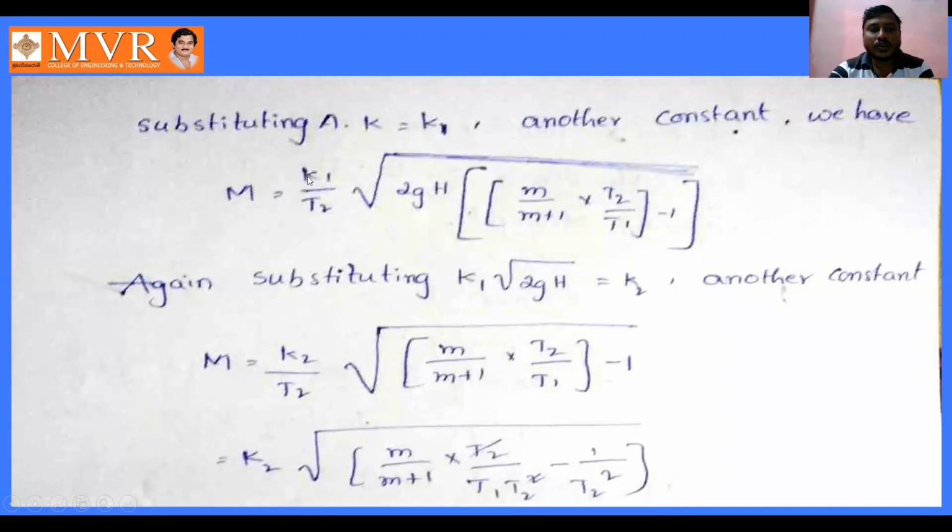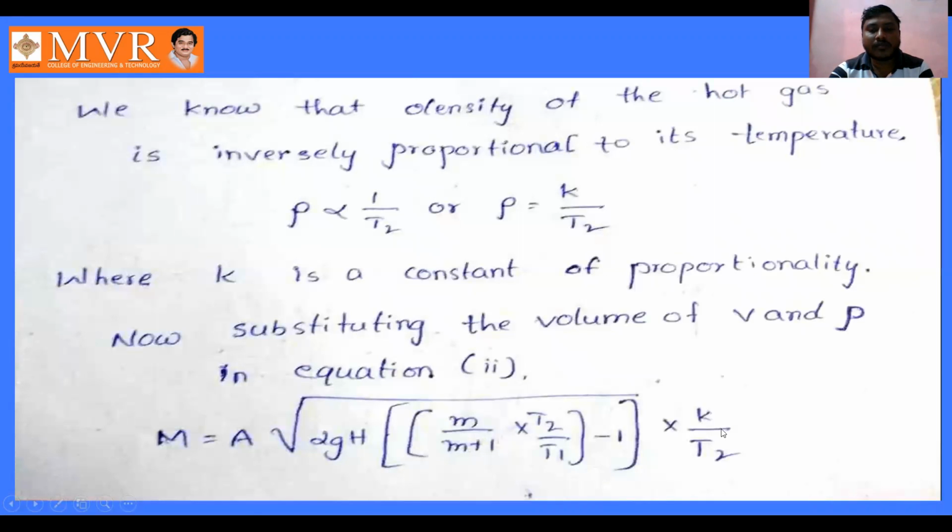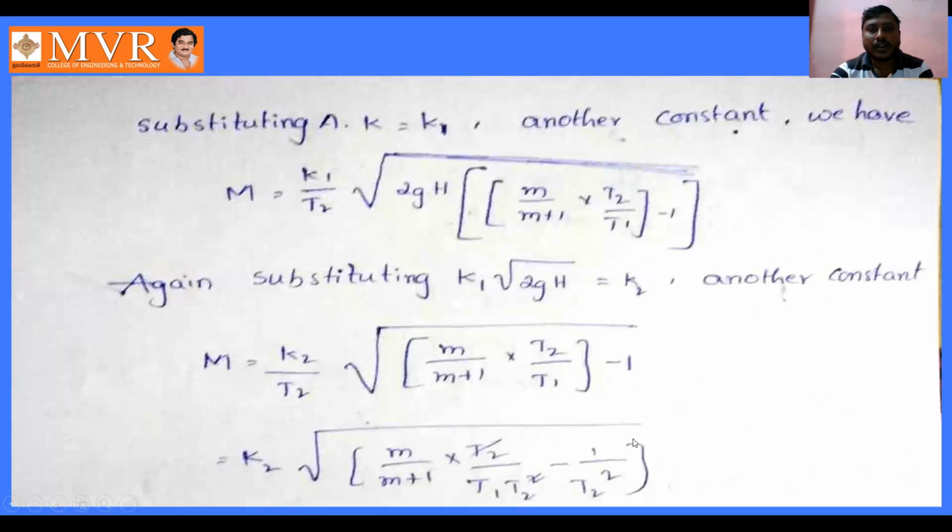We have written A into k as k1, and the remaining term which we have is t2. So m is equal to k1 by t2 into root of 2gh into m by m plus 1 into t2 by t1 minus 1. Hence we have written the equation m is equal to k1 by t2 root of 2gh into m by m plus 1 into t2 by t1 minus 1.